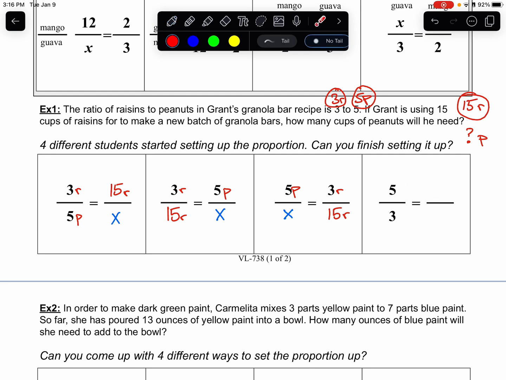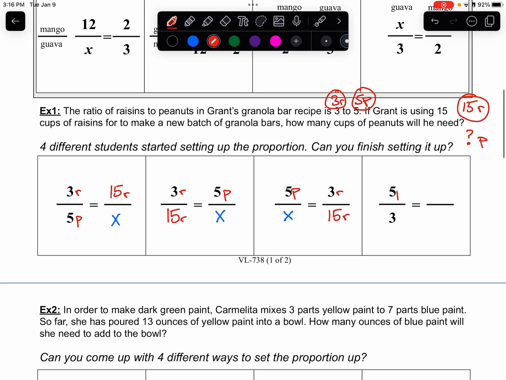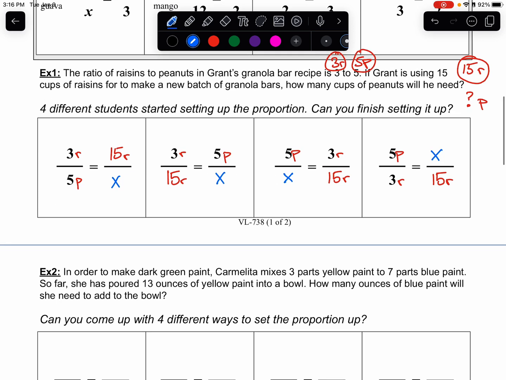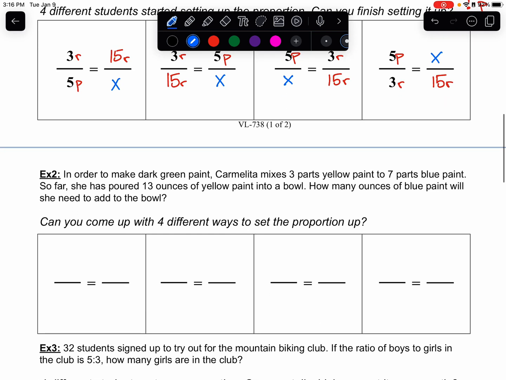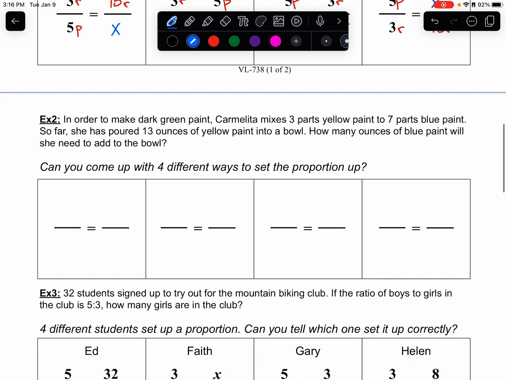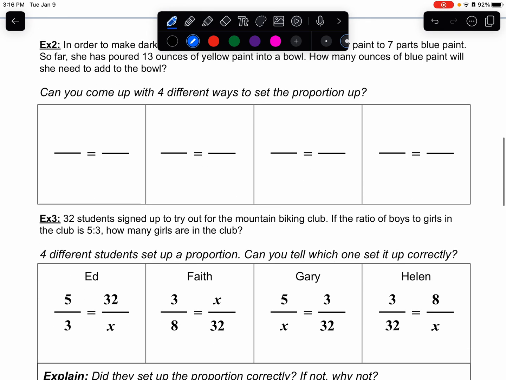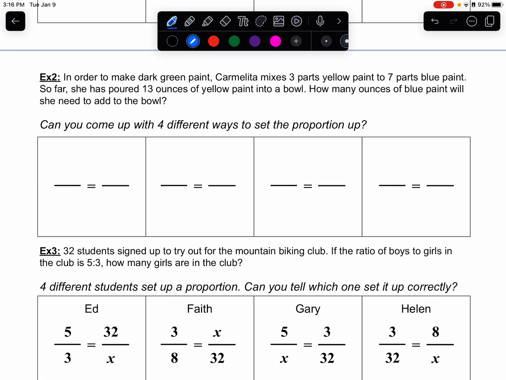And over here we have 5 and 3. 5 refers to the peanuts, right? 5 peanuts. 3 refers to raisins, so 15 raisins goes on the bottom because I decided to put raisins on the bottom right there. And peanuts, that goes up there, and that's going to be our unknown number of peanuts. And by the way, if you solved this, you would have gotten 25 cups of peanuts. Not important, but let's just move on, since I assume you already know how to do this.